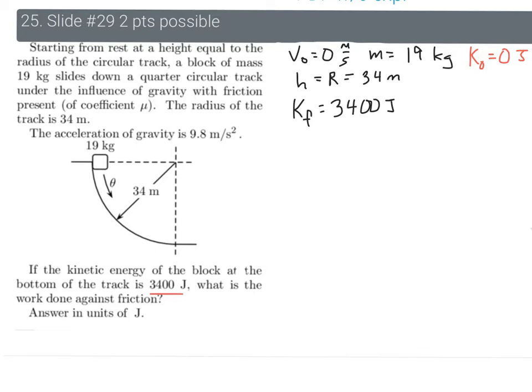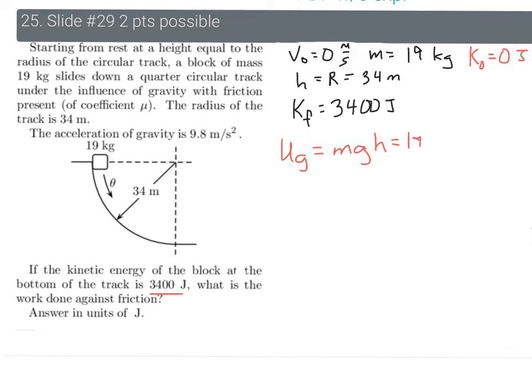So to do that, we need to figure out, well, how much energy did we have up at the top? What type of energy did we have at the top? Well, at the top, there was no kinetic energy, but we did have some energy. What we had at the top was gravitational potential energy. And it'd be pretty simple and straightforward to calculate how much potential energy we had. That would just be mass times gravity times height.